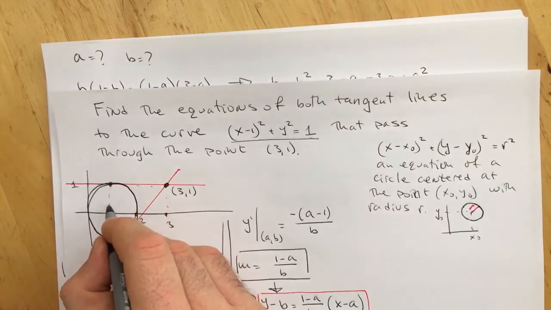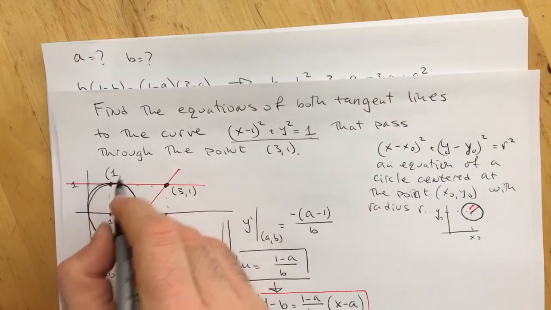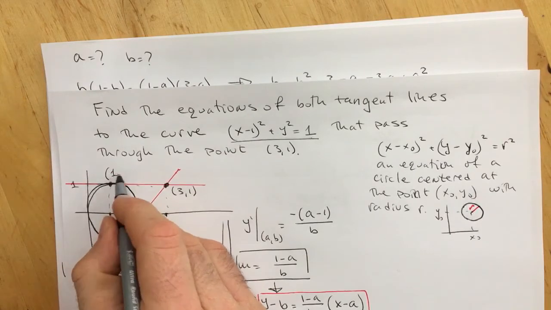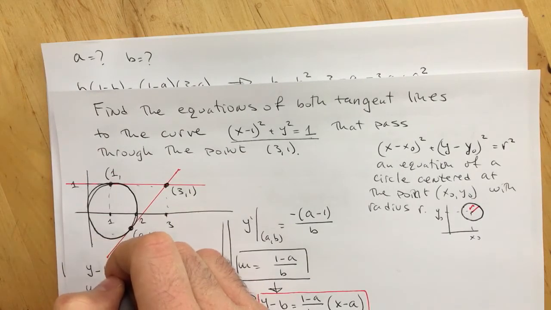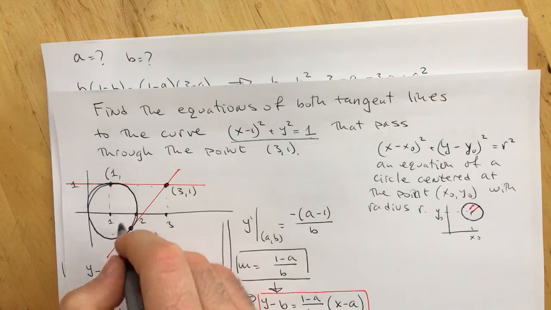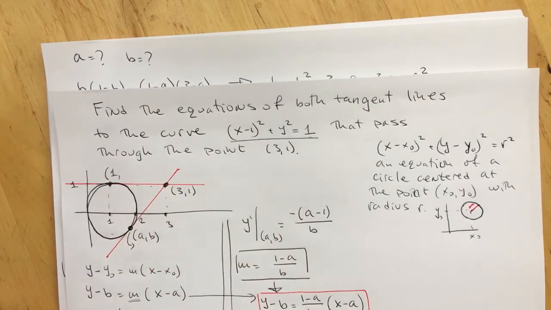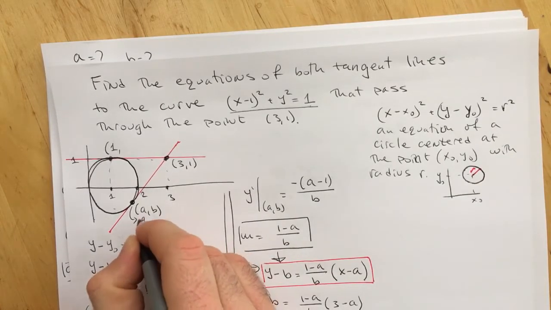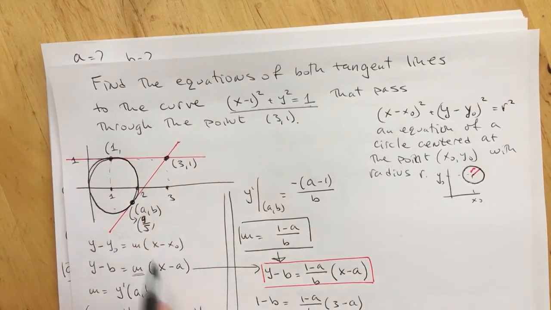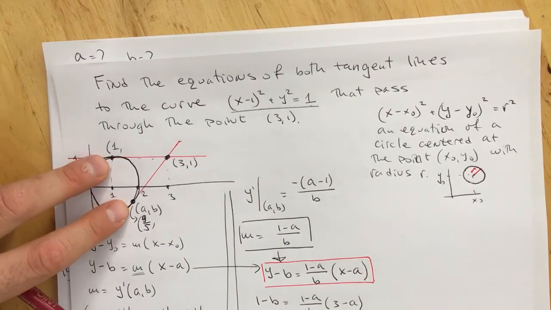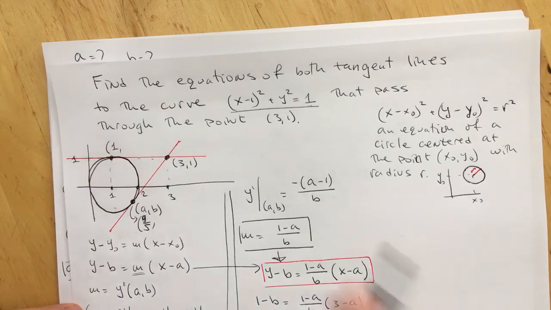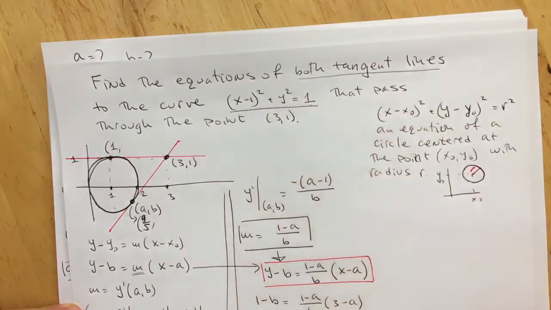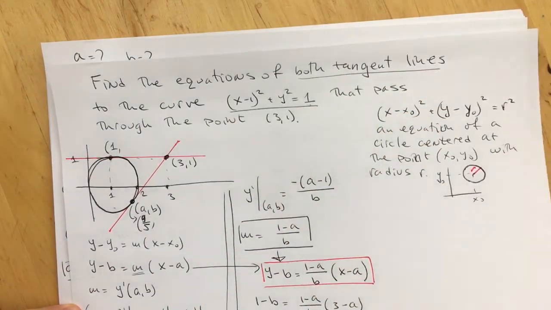As a matter of fact, there you go. This point indeed has x coordinate 1, right? And this point here, its x coordinate is going to be how much? 9 over 5. Right here. So those are the 2 points on the graph through which these two tangent lines pass by.